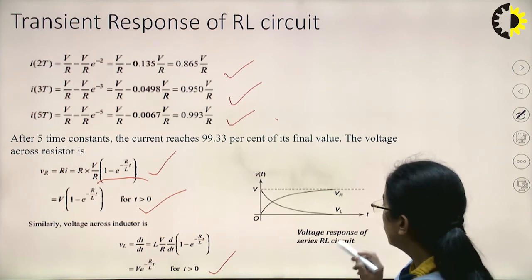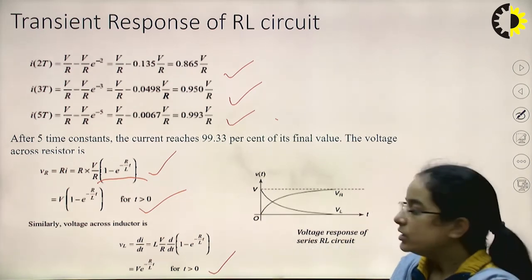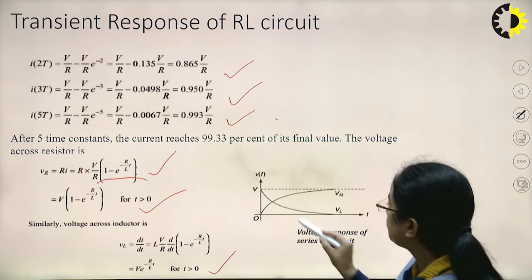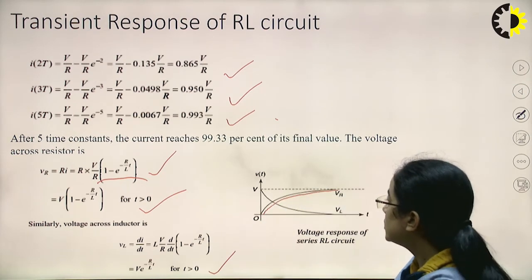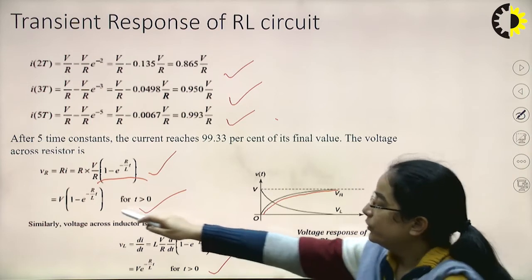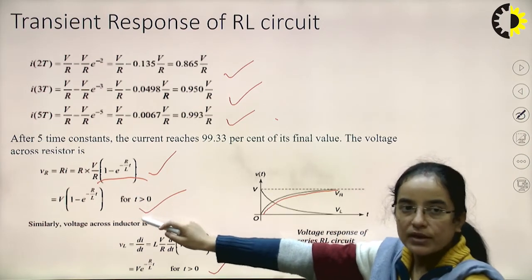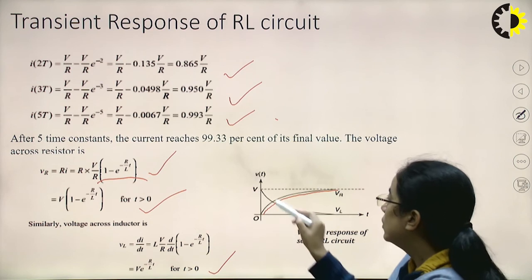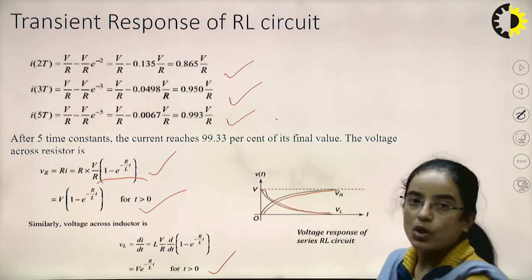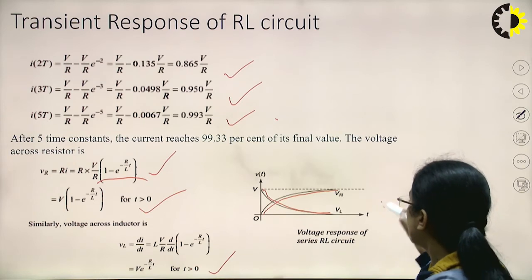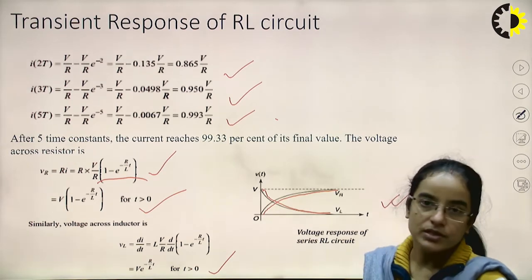So here, see this plot, this is the voltage across the resistor, and this is because V into 1 minus e to the power minus R by L into T, and this is the voltage across the inductor. So this is the plot for the voltage response in the series RL circuit.